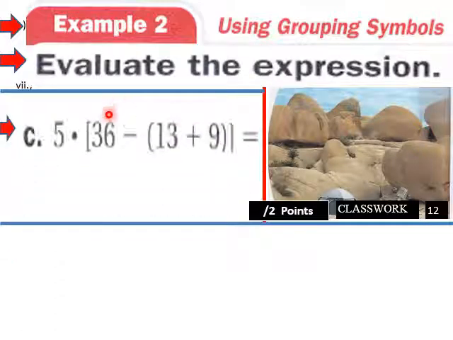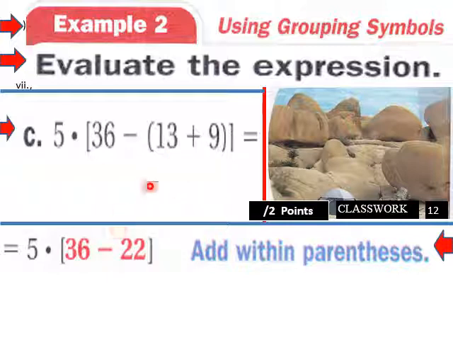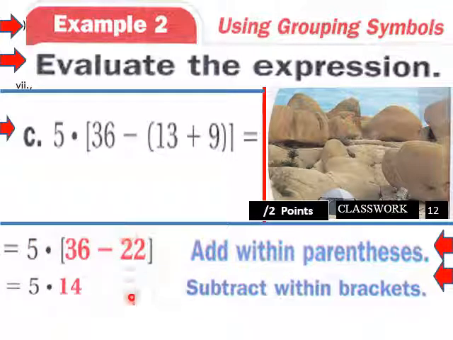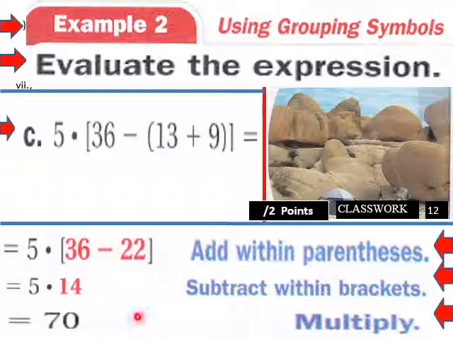And then another one would be, let's see here, 5 times, and then we've got a bracket again. 36 minus the quantity 13 plus 9. So which operation will we do first? We would do our 13 plus 9 first, which is 22. And then 36 minus 22, this quantity here multiplied by 5. So we have 5 times 14, subtracting within the brackets now. We're still working inside the brackets. And then 5 times 14 would be 70.